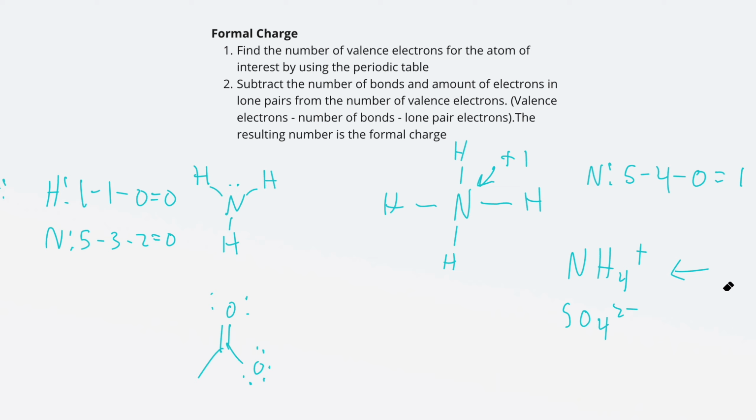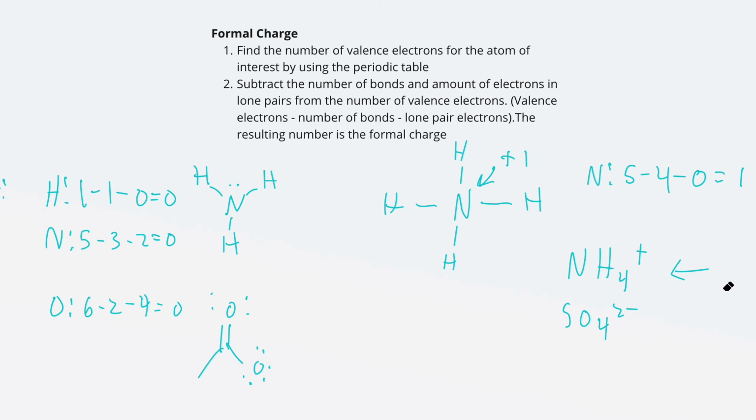For the molecule on the bottom left, let's first start with that top oxygen. So we're just gonna do the 2 oxygens and not really worry about the rest of the atoms. So the top oxygen, we're gonna follow the same process. 6 valence electrons for oxygen. There are 2 bonds, and then we count the number of electrons that are in those 2 lone pairs. So it's 4 total electrons, gives us a formal charge of 0.